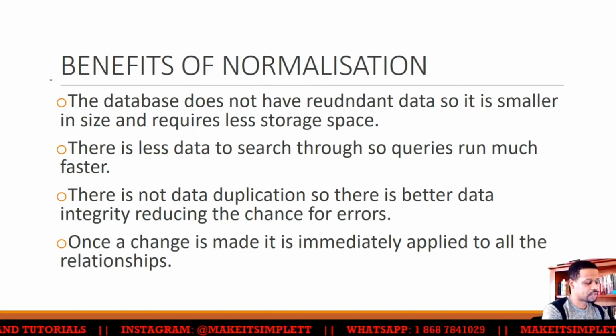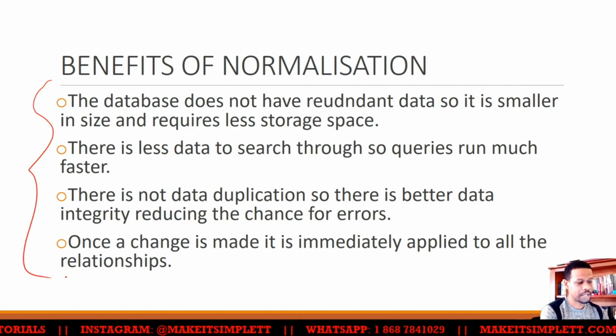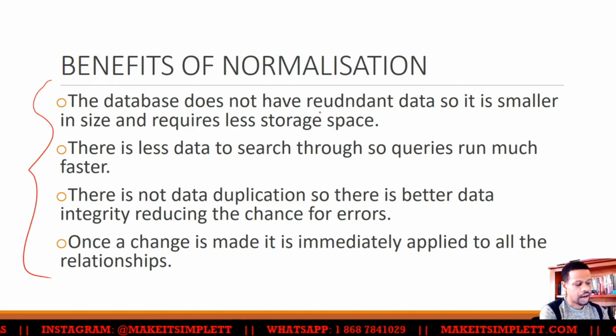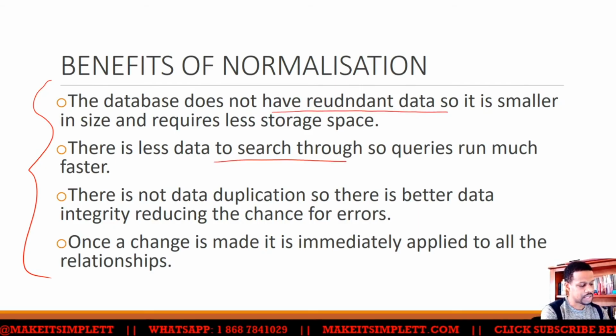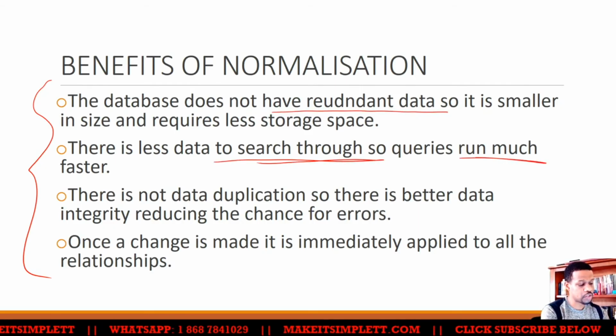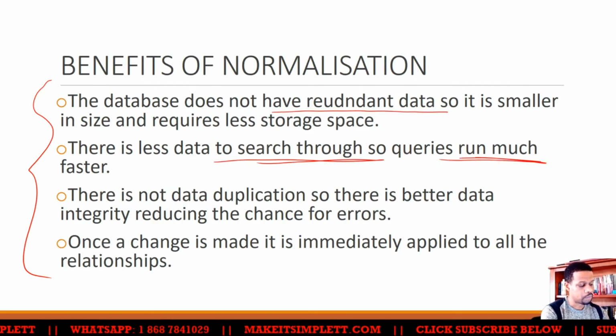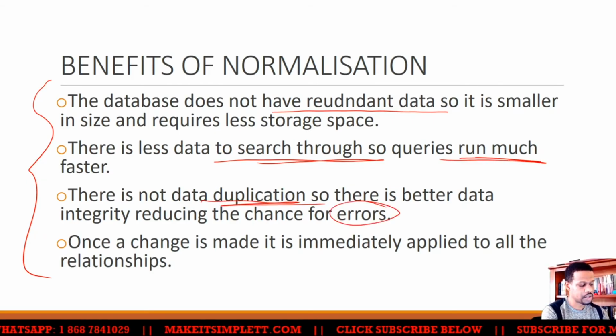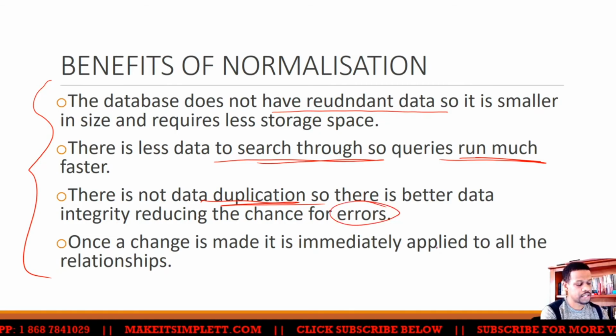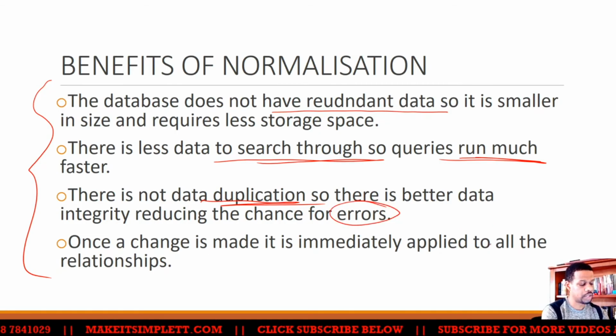Where the theory questions will usually come in will be like here. What are the benefits of normalization? They might ask you multiple choice questions like: you don't have redundant data, you have less data to search through, so queries run much faster. There's no data duplication, so there's less chance of having errors. And once a change is made, it's immediately applied to all the relationships.